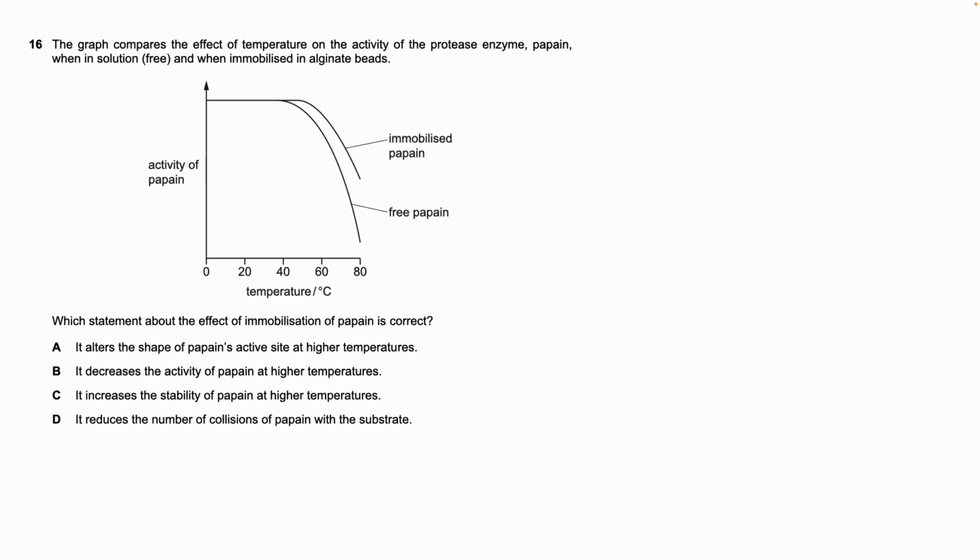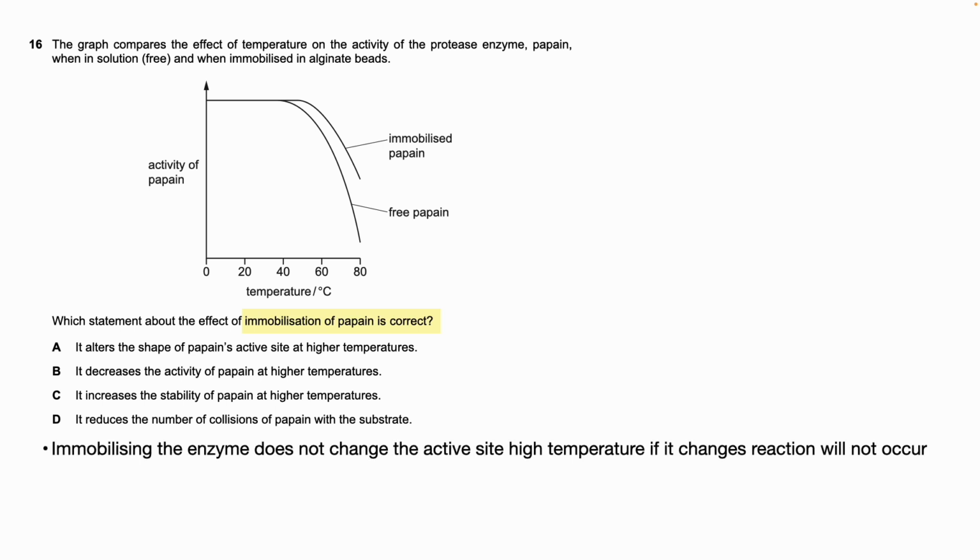Question 16. The graph compares the effect of temperature on the activity of the protease enzyme when in solution, that is free, and when immobilized in alginate beads. So here they are comparing both free enzyme and immobilized enzyme. Which statement about the effect of immobilization of the enzyme is correct? It alters the shape of the enzyme's active site at higher temperature. Immobilizing the enzyme does not actually change the active site. At high temperature, if it changes the active site, the reaction cannot take place, as the substrate cannot go and bind with it.